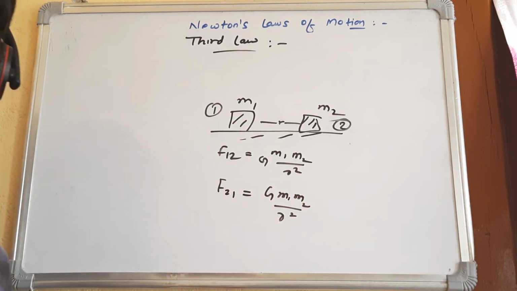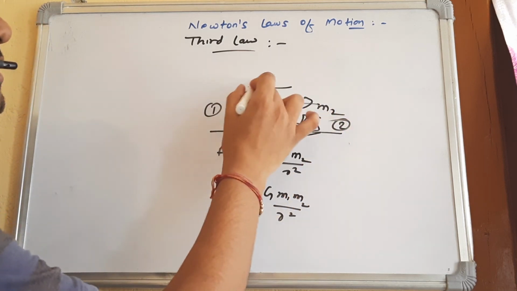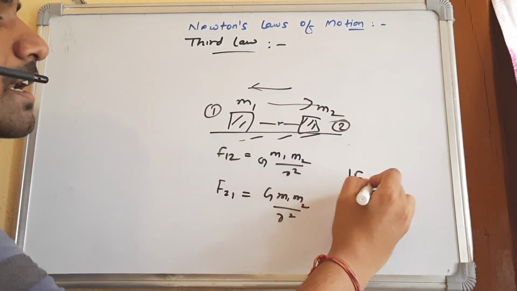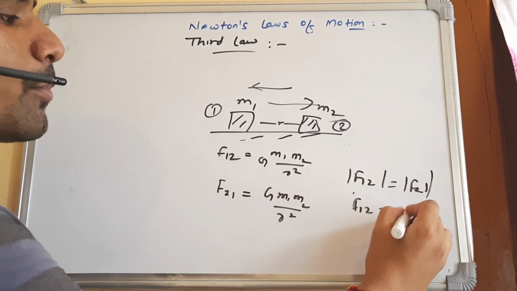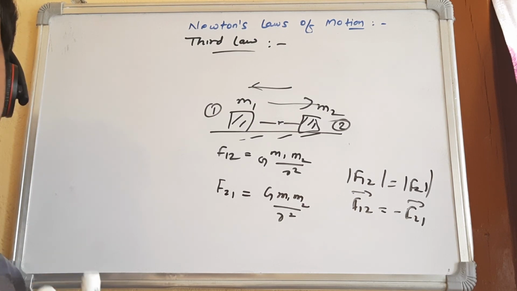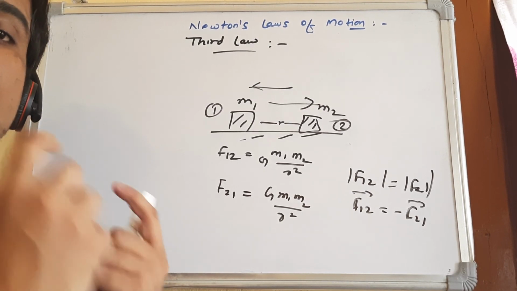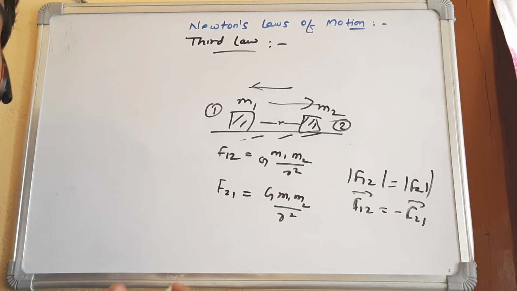These two forces are equal in magnitude. What is the difference between these forces? One is in this direction, one is in the opposite direction. So magnitude of these forces are equal, but direction of these forces are opposite to each other, and hence they are anti-parallel vectors. And this is Newton's third law, which says that to every action there is an equal, meaning equal by magnitude, and opposite reaction, meaning opposite by direction.